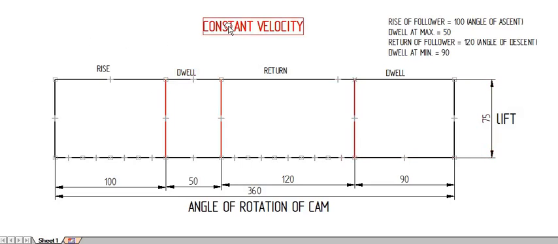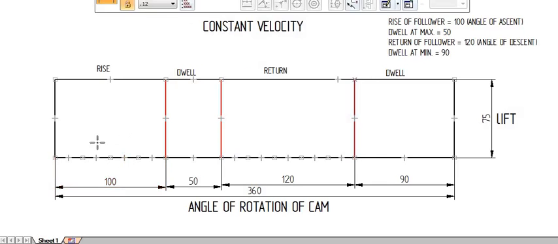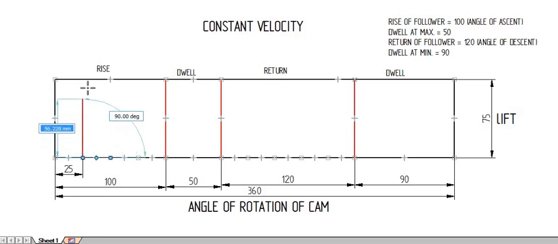So here, constant velocity. Before drawing the constant velocity diagram, we have to divide this section into smaller sections for the drawing of the cam profile. So I am dividing this 100 into 4 equal halves. That will be 25 each. So I can show one; this will be 25 like this. I have divided this into 4 equal halves. Then I am joining using a vertical line.